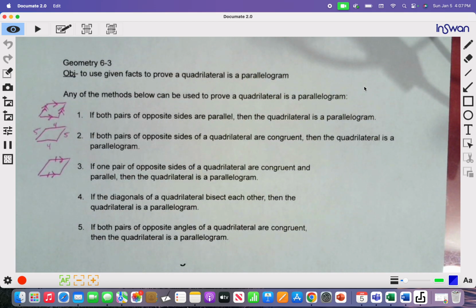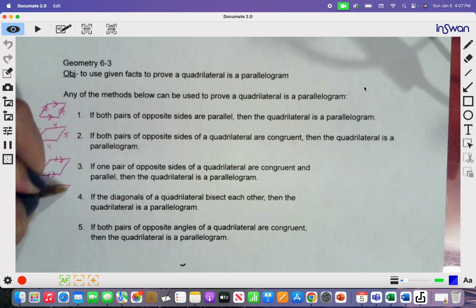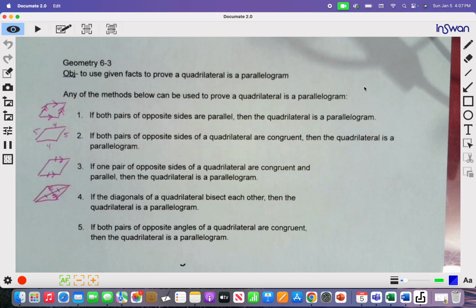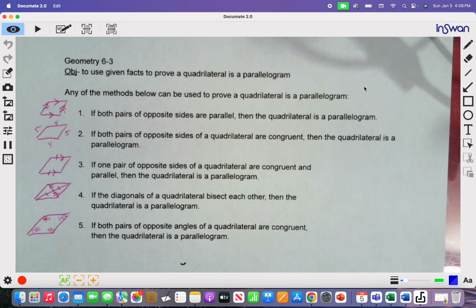Number 4, if the diagonals bisect each other, then the quadrilateral is a parallelogram. So in order for us to know if they bisect each other, we'd have to know that this and this are congruent and this and this are congruent. And then number 5, if both pairs of opposite angles of a quadrilateral are congruent, then the quadrilateral is a parallelogram. Okay, so opposite angles. So if I knew that this was 40 degrees and this was 40 degrees and this was 140 and this was 140, then yes, it would be a parallelogram.